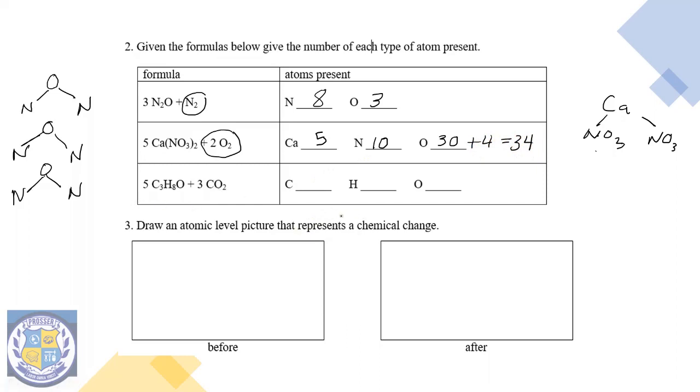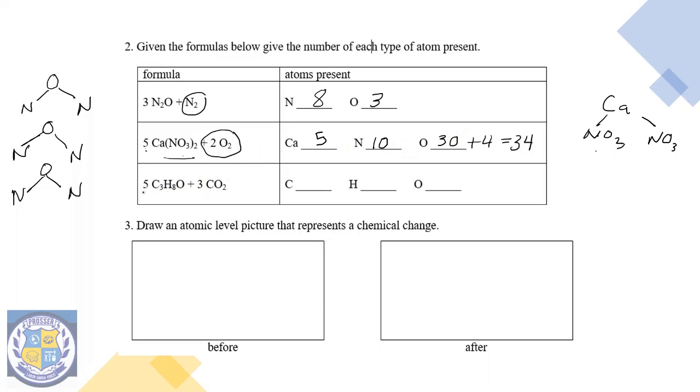Okay, so that's how you do those. I think a quick way to do that is you just multiply the coefficients by the subscript. You have to be careful though, because when you have parentheses, you have to figure that out. So 5 times 3 for the oxygens. I'll do the oxygens. 5 times 3 is 15, times 2 is 30. And that's where we got our 30.